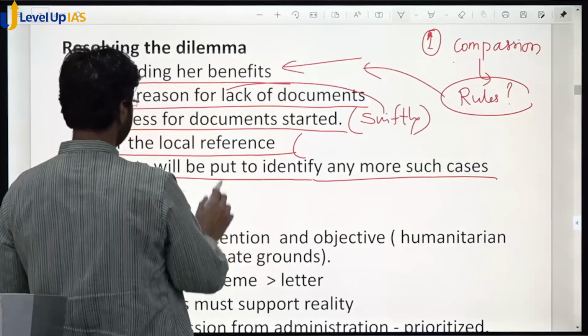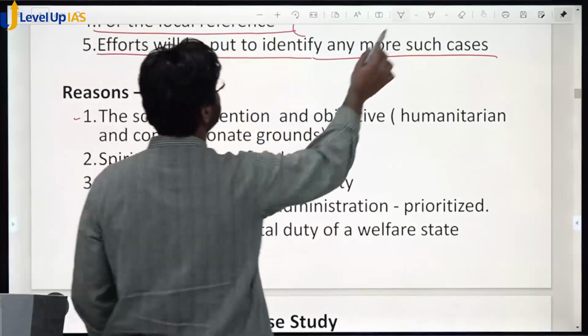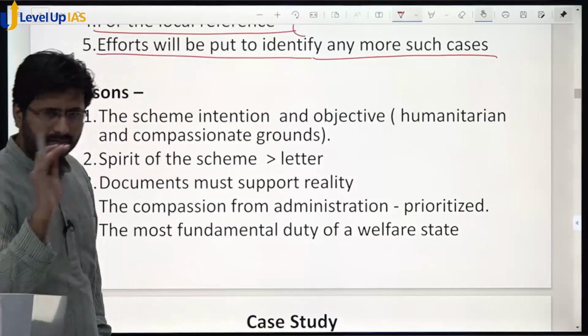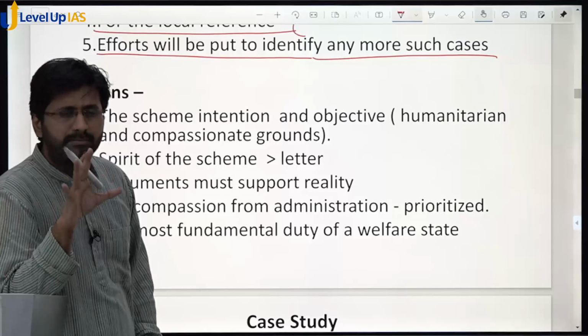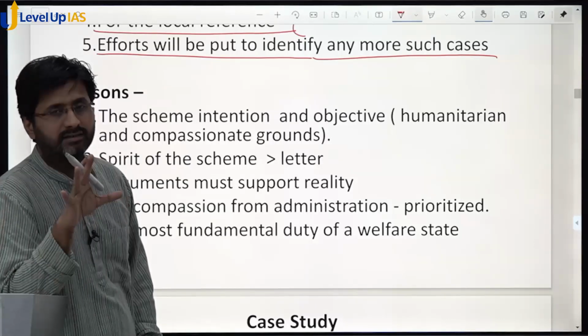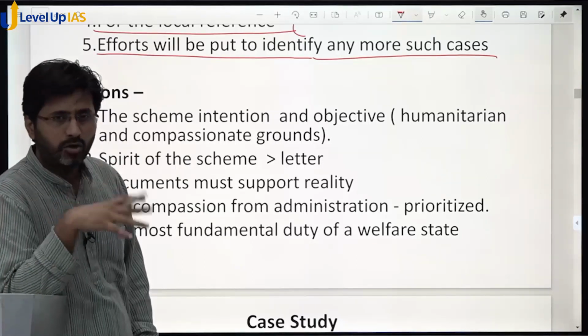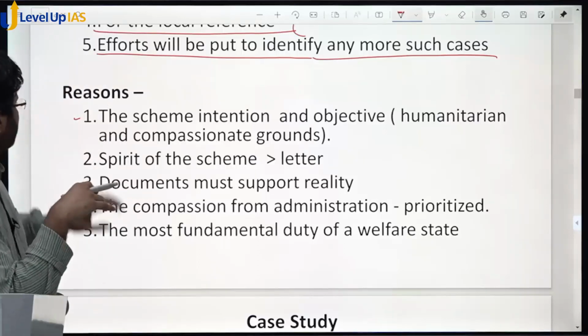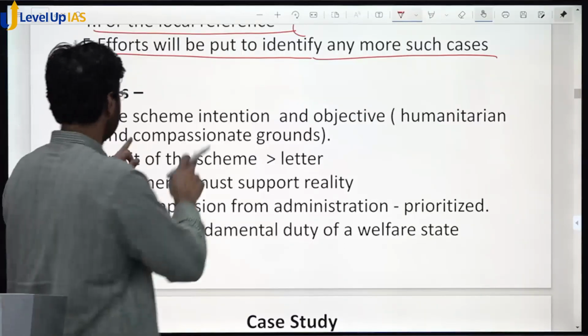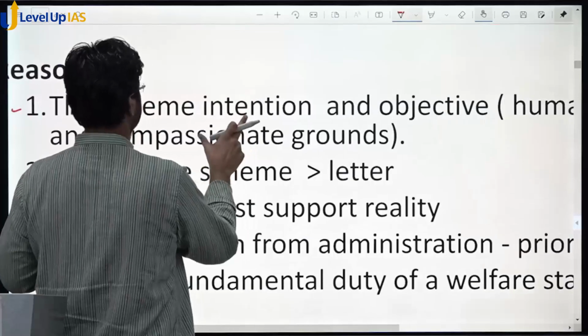So there is a sense of responsibility too. What is the reasoning behind this? We are still just trying to understand in which directions we can go. This is like the brainstorming part. Okay? What we are discussing right now is the brainstorming part.